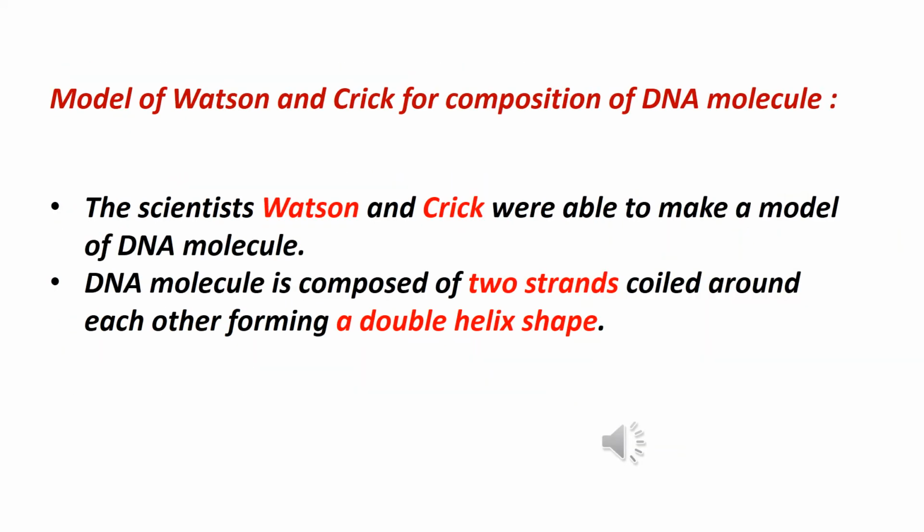Model of Watson and Crick for the composition of the DNA molecule. The scientists Watson and Crick were able to make a model of DNA. The DNA molecule is composed of two strands coiled around each other, forming a double helix shape.